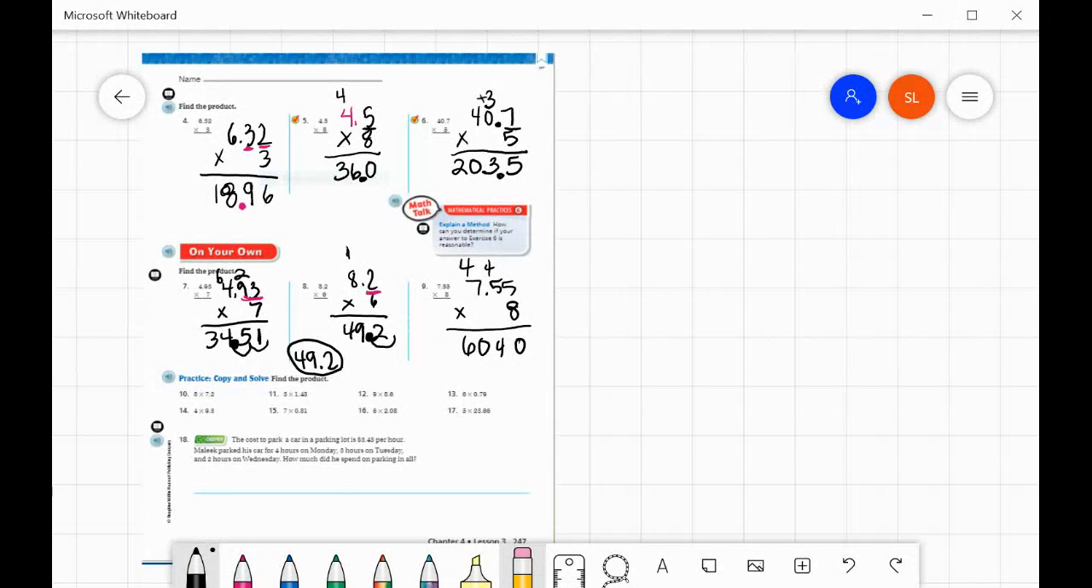2 spaces past the decimal. So we're going to start here. We're going to go over 1, over 2, and our answer is here. So our answer is either 60.4 or 60.40. Either one is exactly the same answer.